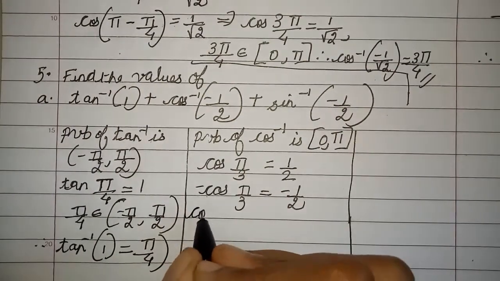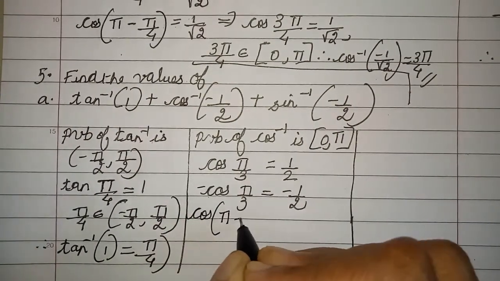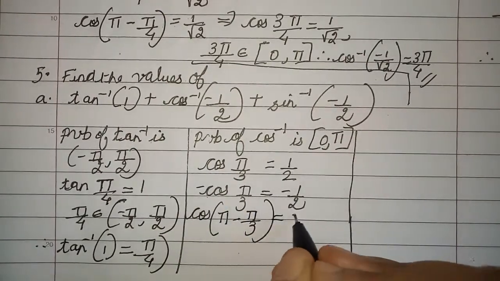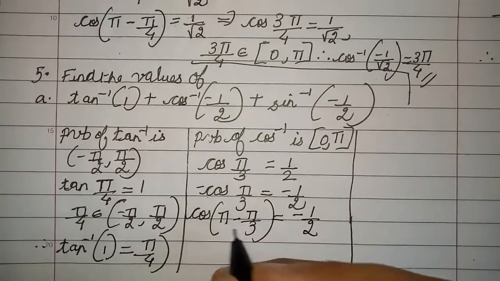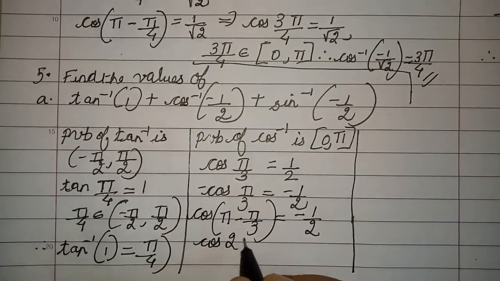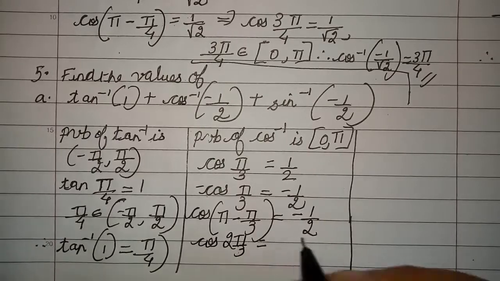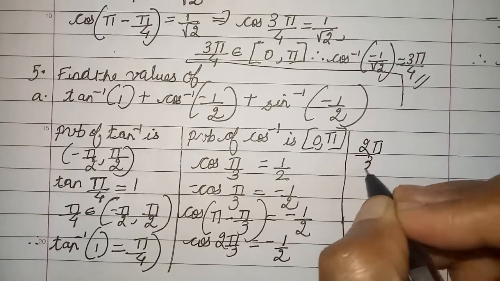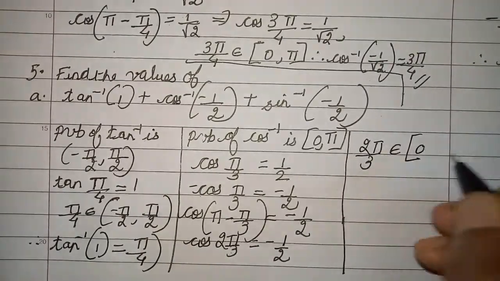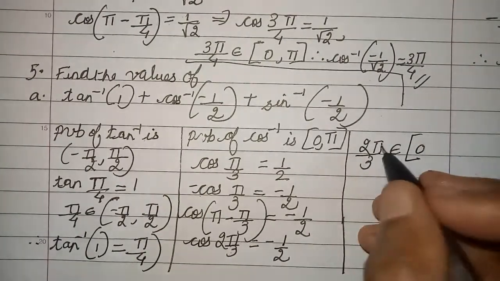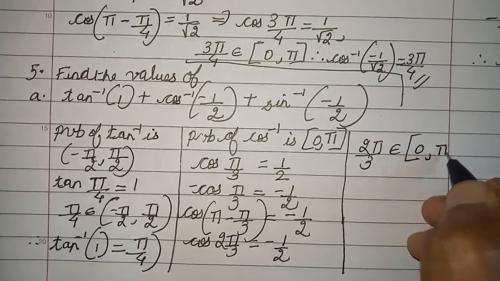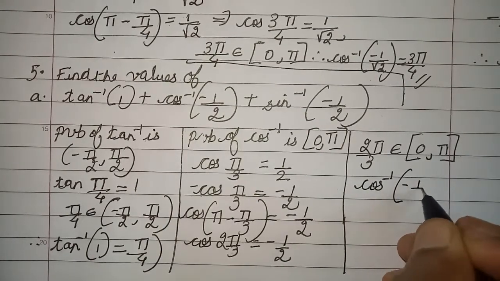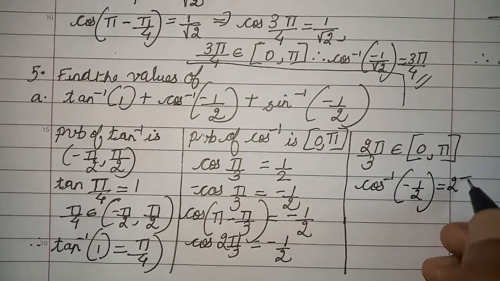So here again another trick. Cos of pi minus theta is minus cos theta. So it is minus half. 3 pi minus pi, it is 2 pi by 3. Now 2 pi by 3 is how much? It comes out to be 120. 180 by 3 is 60, 60 into 2, 120. So it is coming in this range. So I can say that cos inverse of minus half is 2 pi by 3.